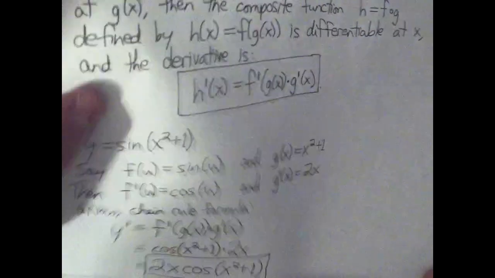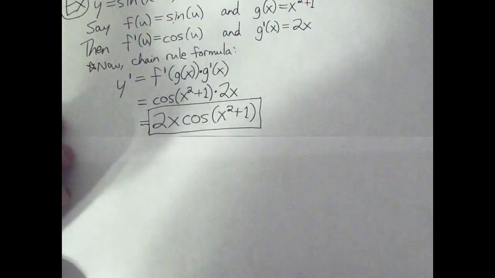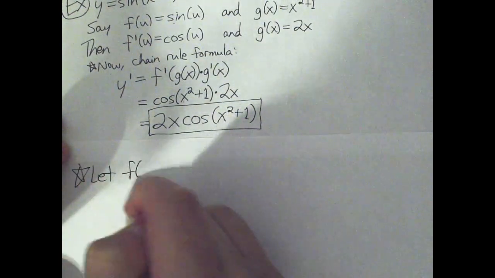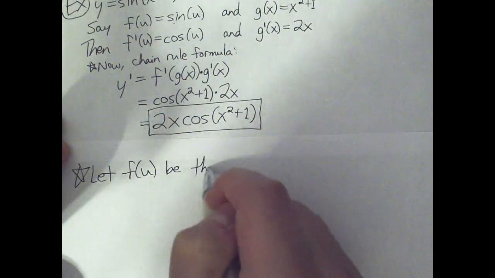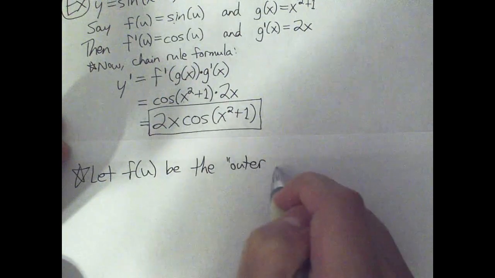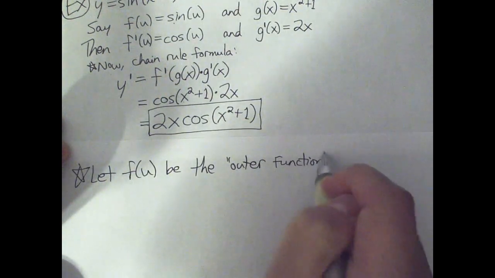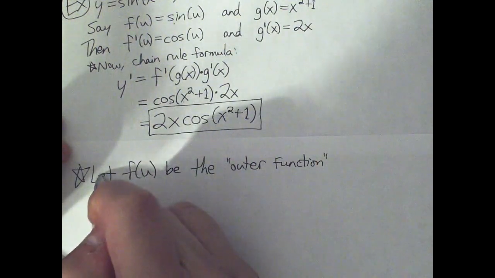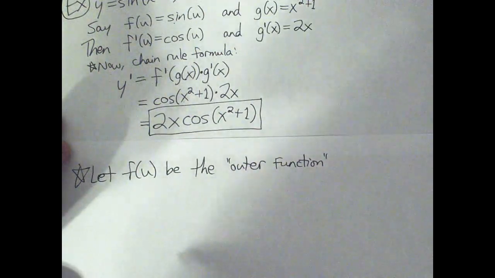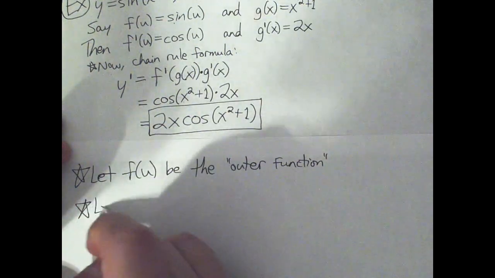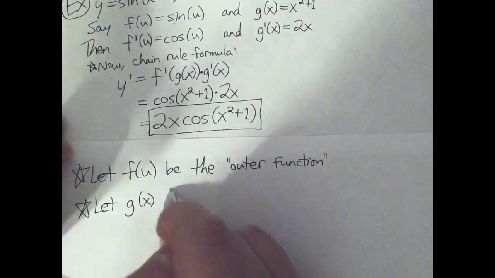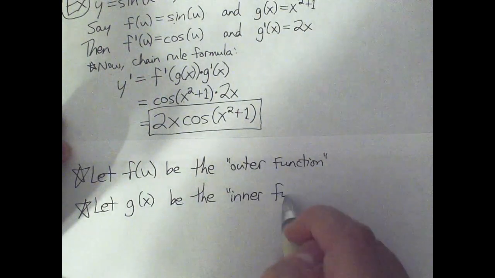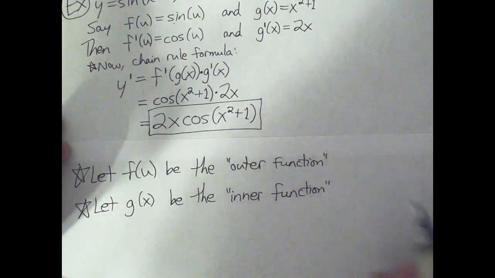Now, I said that the chain rule I think of often as more of a strategy, so let me talk a little bit about that. What you do is you let f of u be the outer function. Outer with respect to the order of operations, it's kind of the thing on the outside, the thing that would be done last, or the thing that would be done second. And let g of x be the inner function, the thing that according to order of operations would be done first.